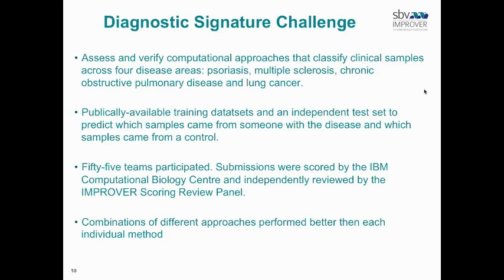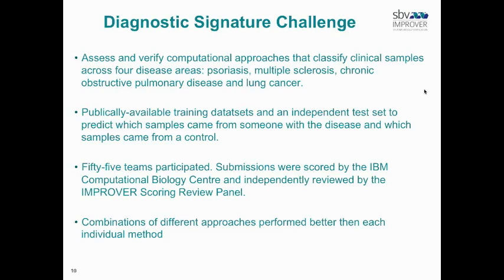Training data sets were public data sets available from GEO, and they were well annotated, so they were used for this challenge. In addition to the training data set, PMI also offered independent test sets to test these signatures to predict which sample came from someone with the disease and which from a control. There were 55 teams that participated. Submissions were scored by IBM Computational Biology Center and then independently reviewed by the Improver Scoring Review panel.